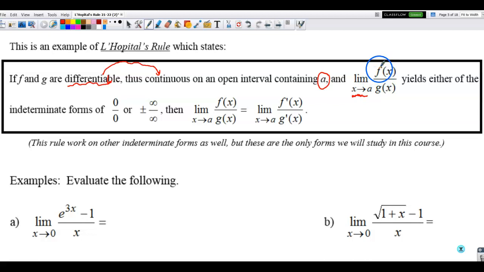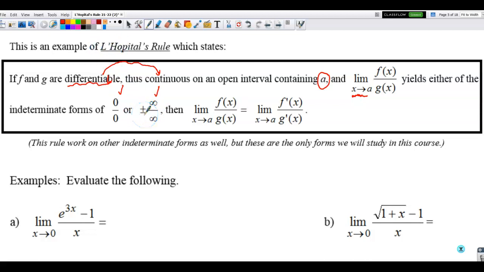So in this case, x is approaching a. I have a quotient. F is differentiable. G is differentiable. Now, L'Hopital says I can only help you under very, very specific conditions. If you substitute a into the numerator and denominator and you get either 0 over 0 or any combination, listen to that again, any combination of infinities, meaning positive infinity over positive infinity, negative infinity over negative infinity, positive infinity over negative infinity, negative infinity over positive infinity.